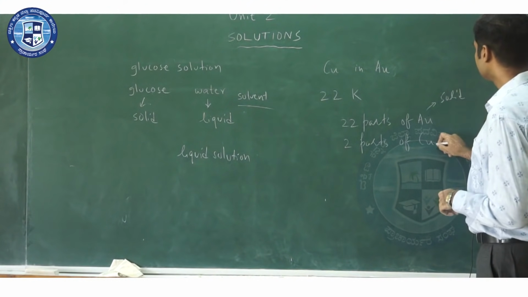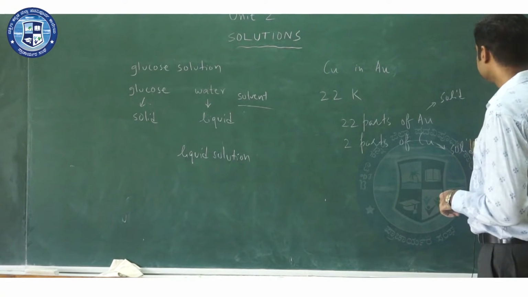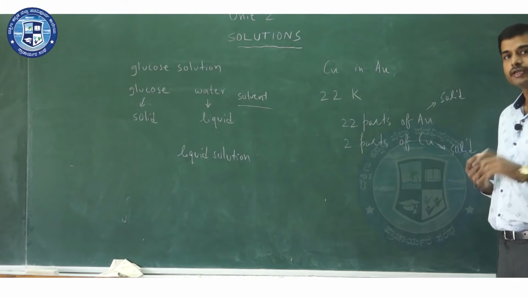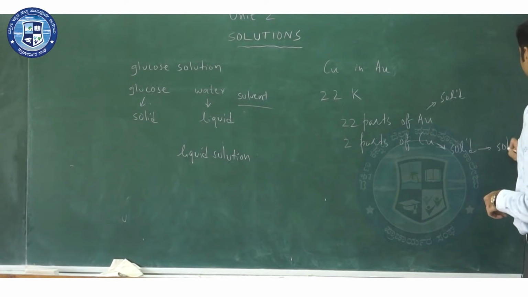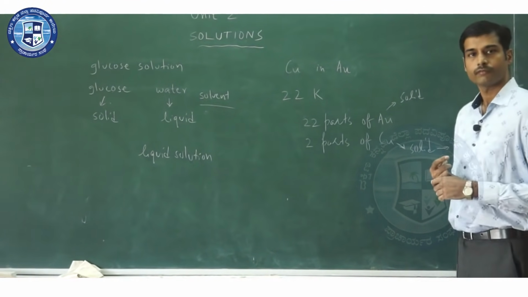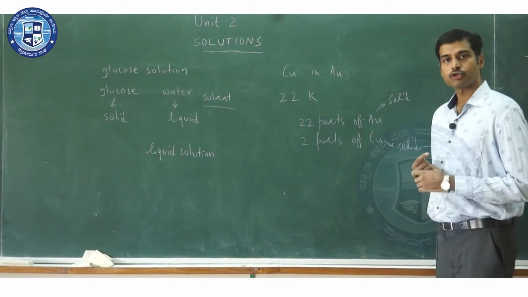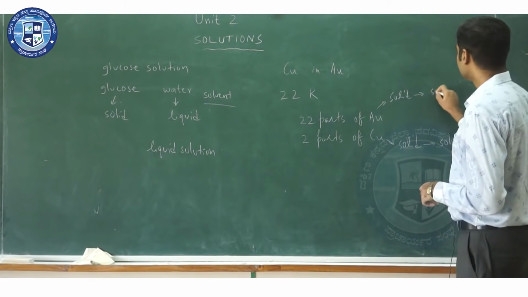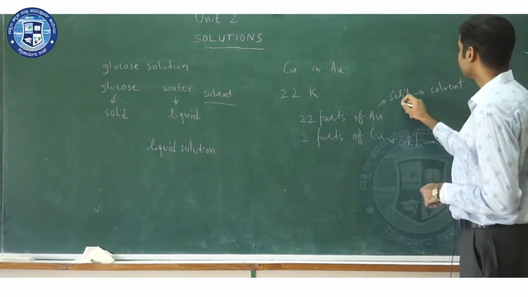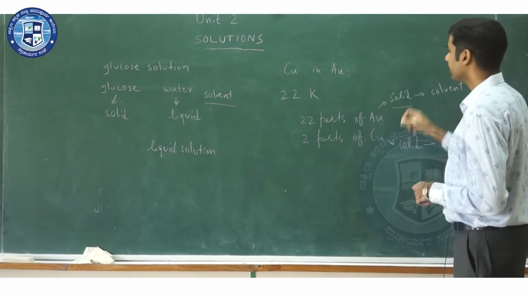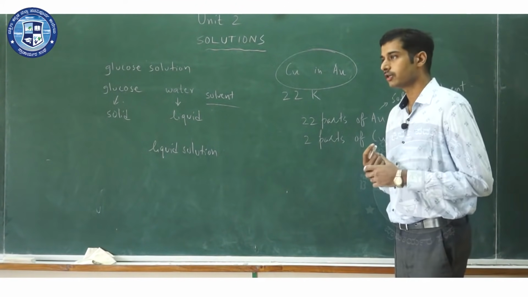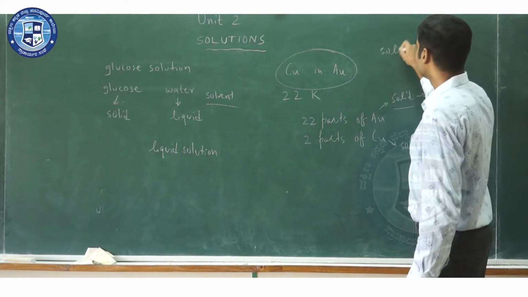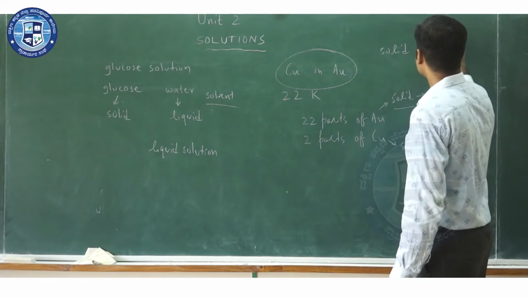Gold is a solid, and copper is also a solid. Next, I observe the proportion. Copper is present in a smaller proportion and therefore will be the solute. Gold is present in a larger proportion and therefore will be the solvent. I observe the physical state of the solvent. This is a solid, and hence this homogeneous mixture, a solution, will be classified under a solid solution.